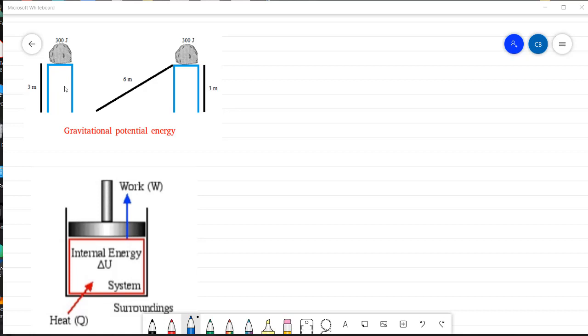So either you lift the stone straight up from 3-meter height, or you use the 6-meter ramp to lift the stone to the same elevation. So the potential energy depends on the initial and final position. Let me write the principle in here. Potential energy: the initial and final positions.